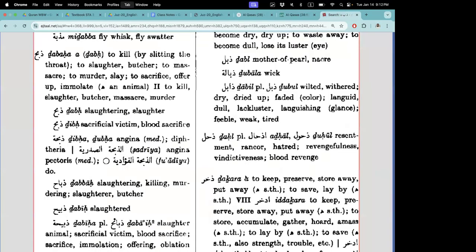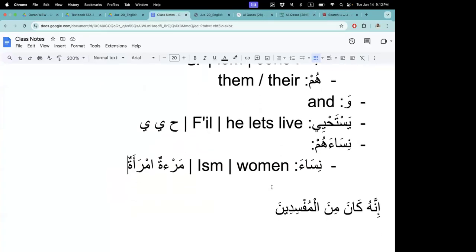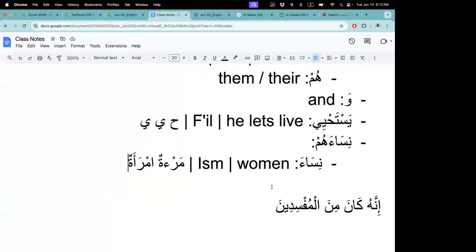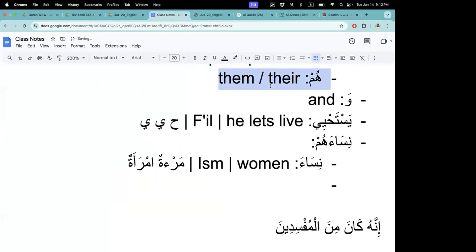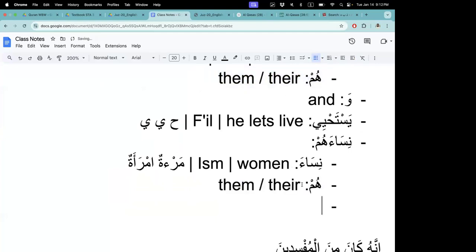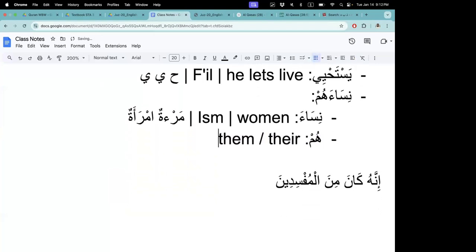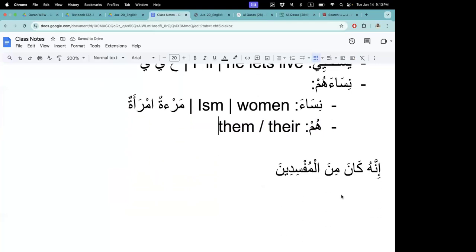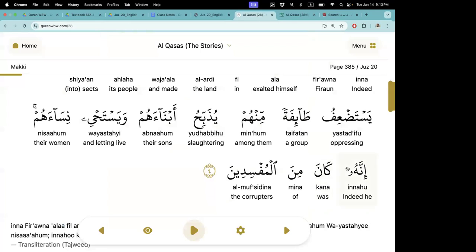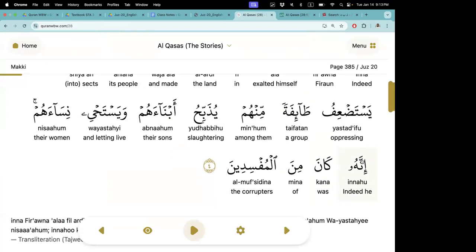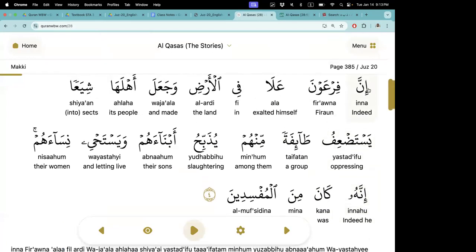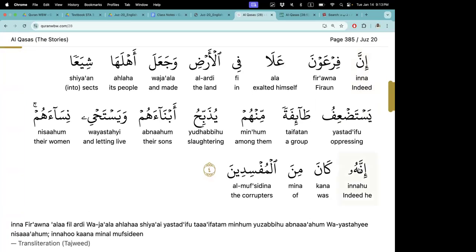Nisa'ahum, and hum of course is the same them and their. Okay, I'll copy paste that for the sake of time. إنه كان من المفسدين. Innahu, indeed. Inna is indeed, right? The same inna as before. You notice this inna? Yes? And you notice this inna. Any differences between the two? There's a hu there, right?